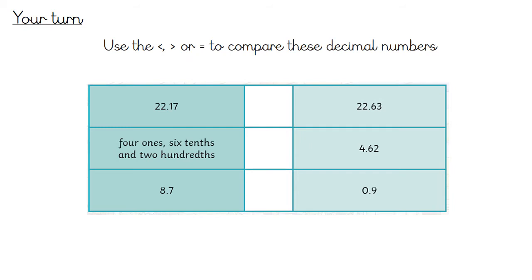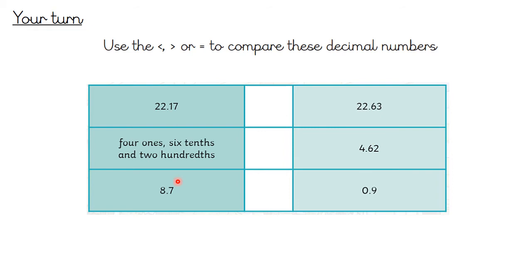Okay, here's another little task for you. The question says, use the greater than or less than or equal symbol to compare these decimal numbers. So here you have 22.17, and you need to tell me, is it greater than, less than, or equal to 22.63? Now this one is trying to throw you off, but all you need to do is turn 4 ones, 6 tenths, and 2 hundredths. You just need to think of it as an actual number, or you can write it down, and you need to tell me, is this number greater than, less than, or equal to this number?